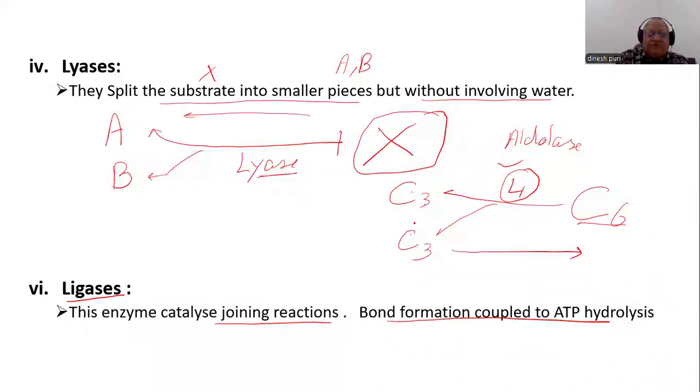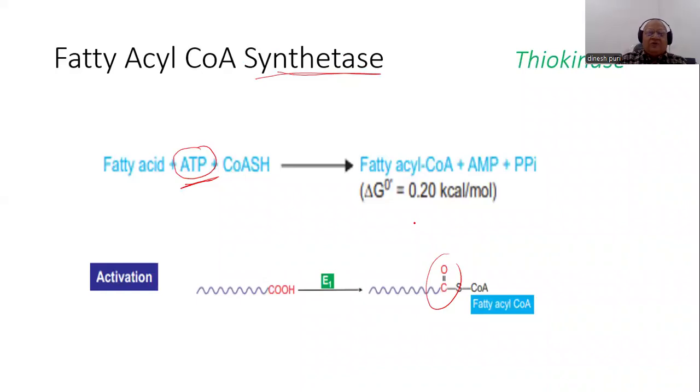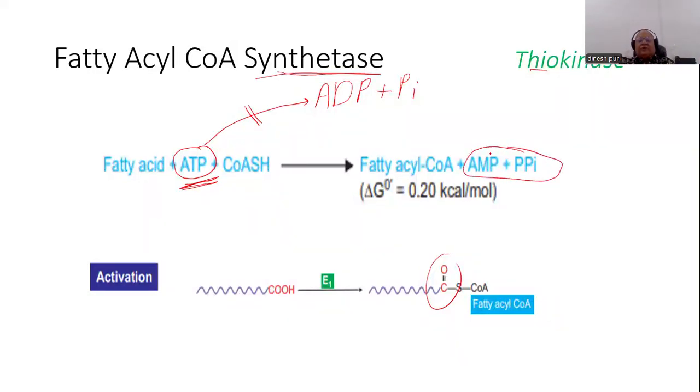I'm sorry, the third question was about what is pyrophosphate cleavage. So let us see pyrophosphate cleavage. If you see, ATP here is not getting converted to the usual ADP and phosphate. This is called orthophosphate cleavage of ATP, ADP plus phosphate. This is not taking place during activation of fatty acid by this enzyme, thiokinase. It is rather, instead of ADP and phosphate, getting converted to AMP plus pyrophosphate.